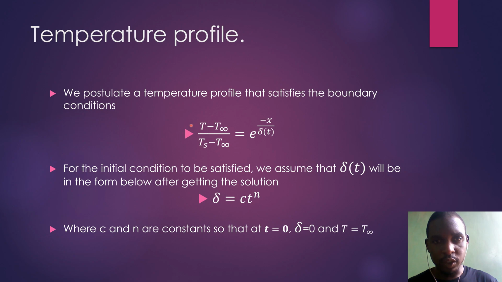Now, to solve the heat equation, we postulate a temperature profile that will satisfy the boundary conditions. An exponential temperature profile will satisfy the boundary conditions. You can go ahead and prove this. Now, for the initial condition to be satisfied, we assume that lambda, which is a function of t, will be in the form given below. In other words, lambda is proportional to the time t. That's what we assume, so that at t is equal to 0, lambda will be equal to 0, and the initial condition will be satisfied.